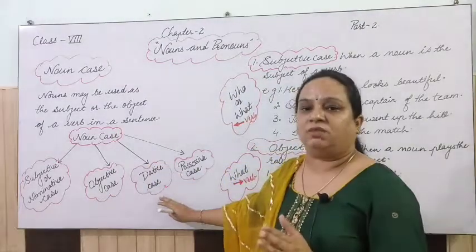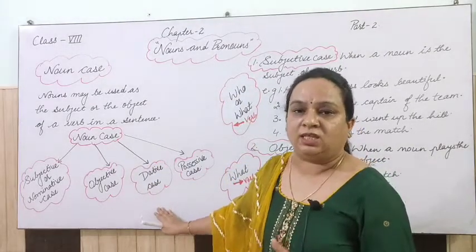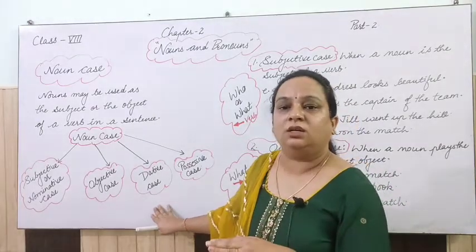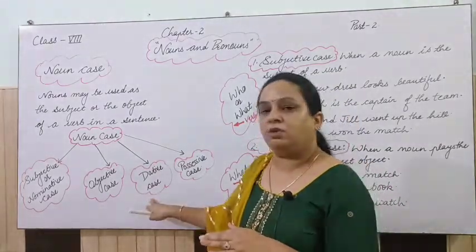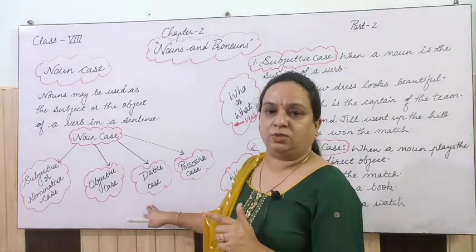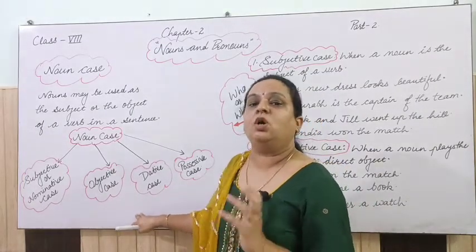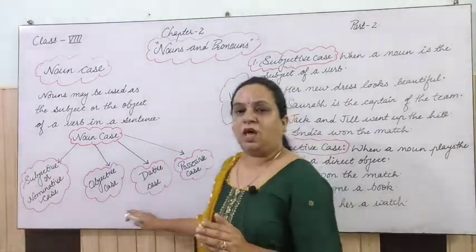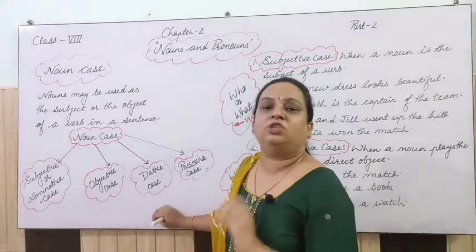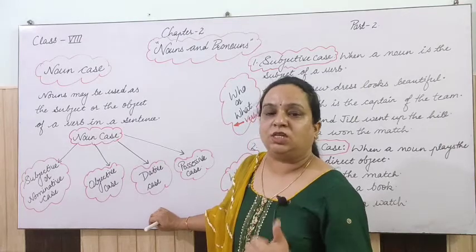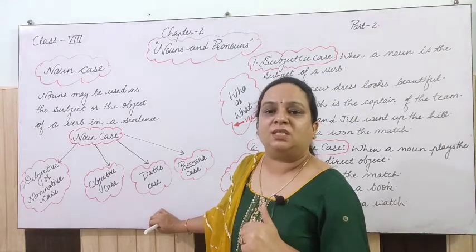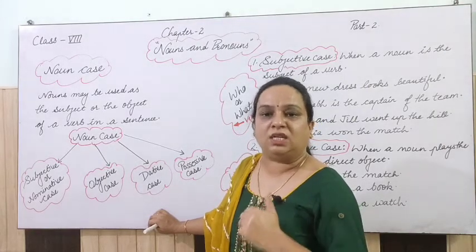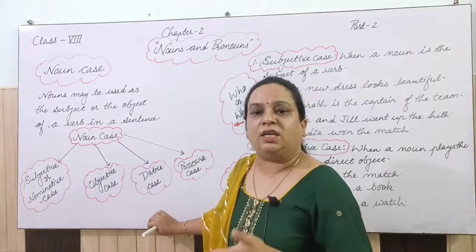Next one is the dative case. When we talk about the dative case, it is again an object, but which kind of object? This is the indirect object, and the indirect object is the person or the receiver. Let's take that first example: he gave me a chocolate. Now he is the subject, gave is a verb, me is the person here, which means me is the receiver, and chocolate is what?